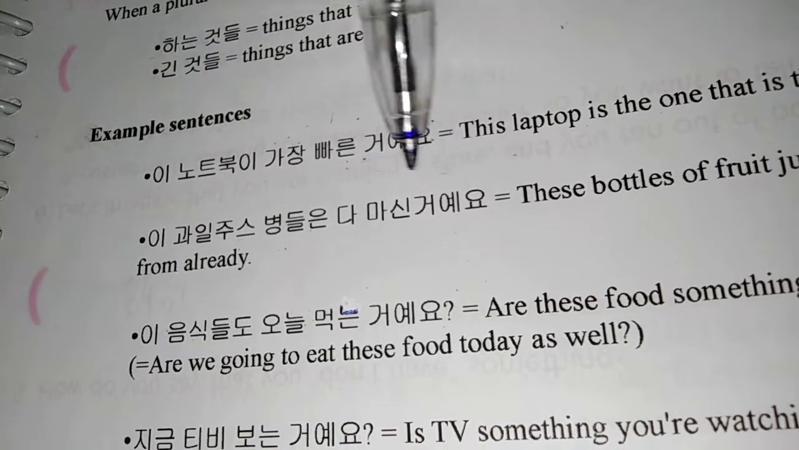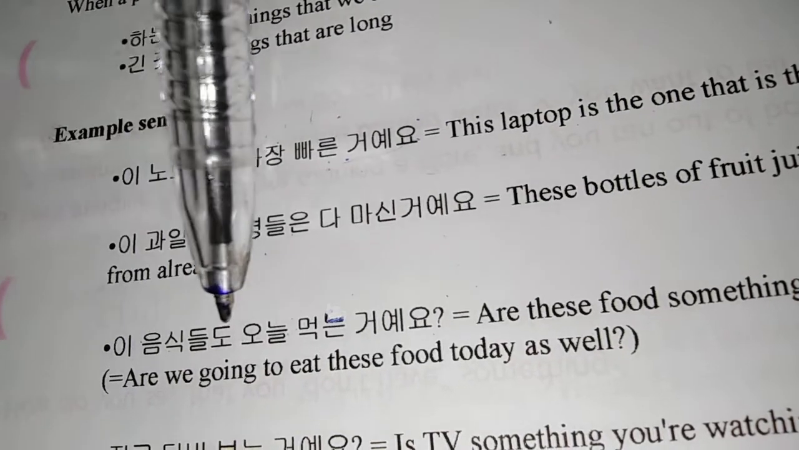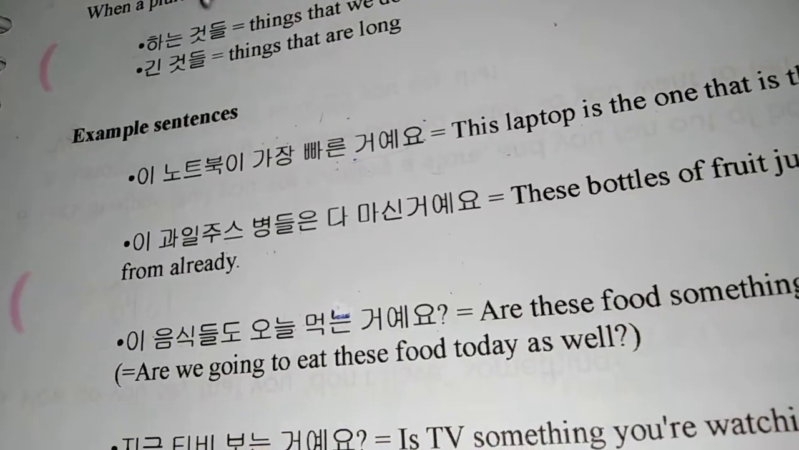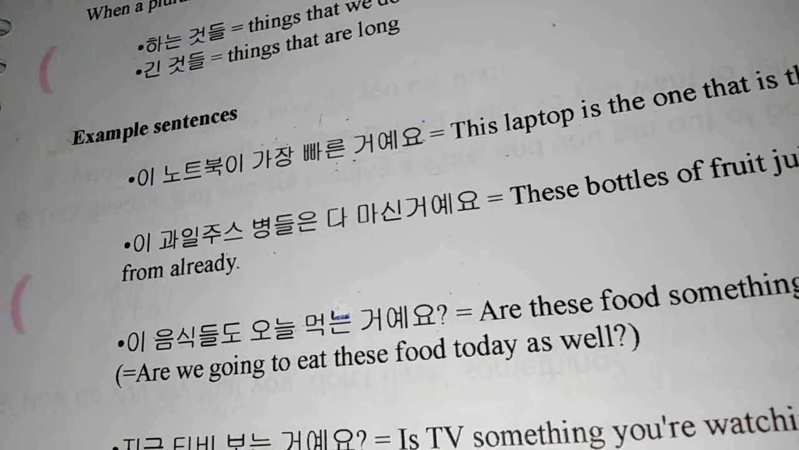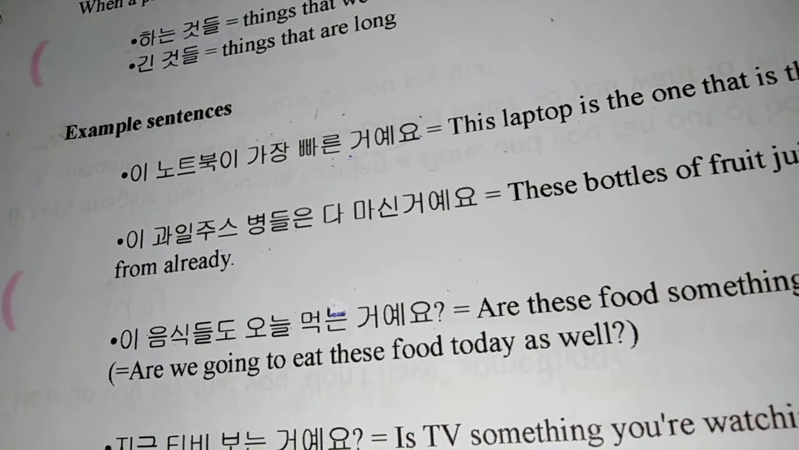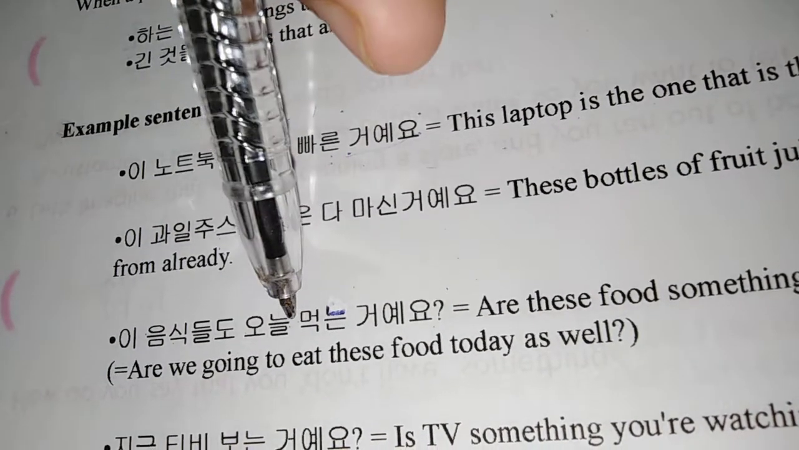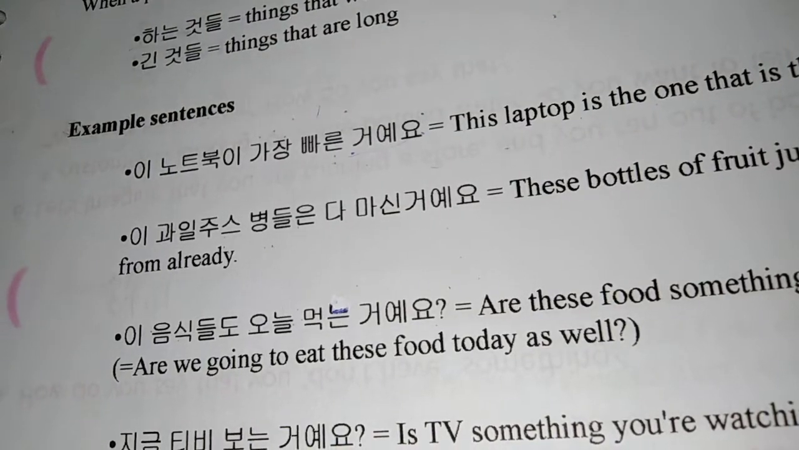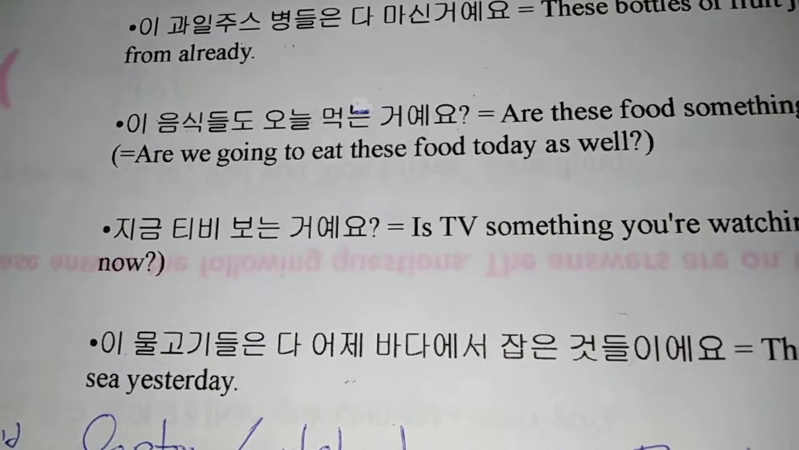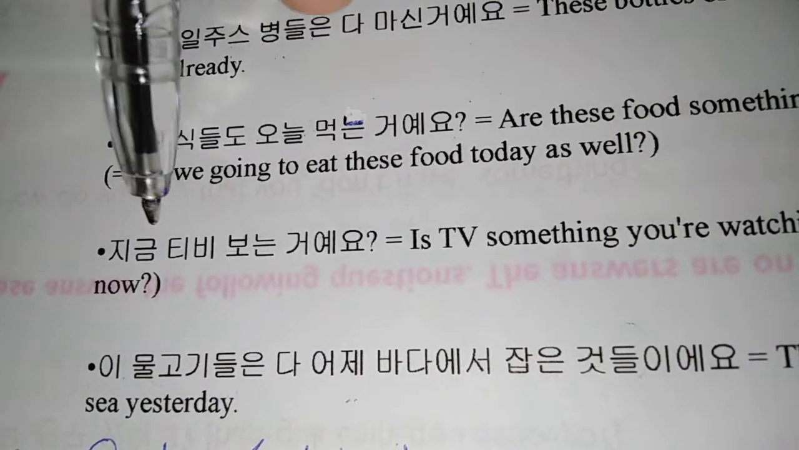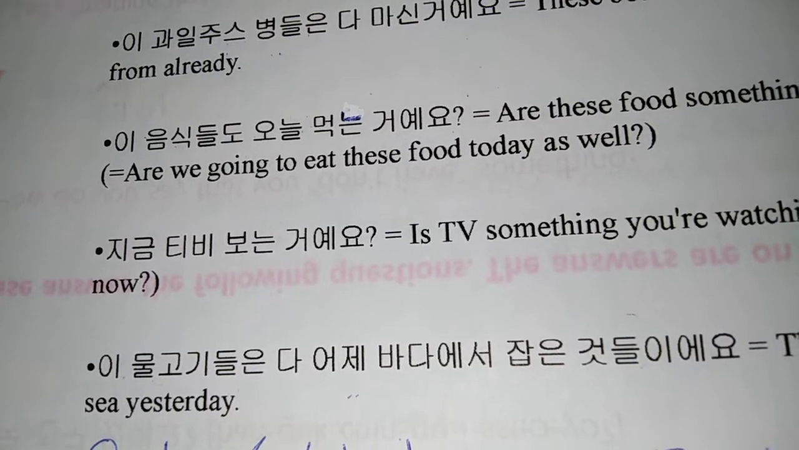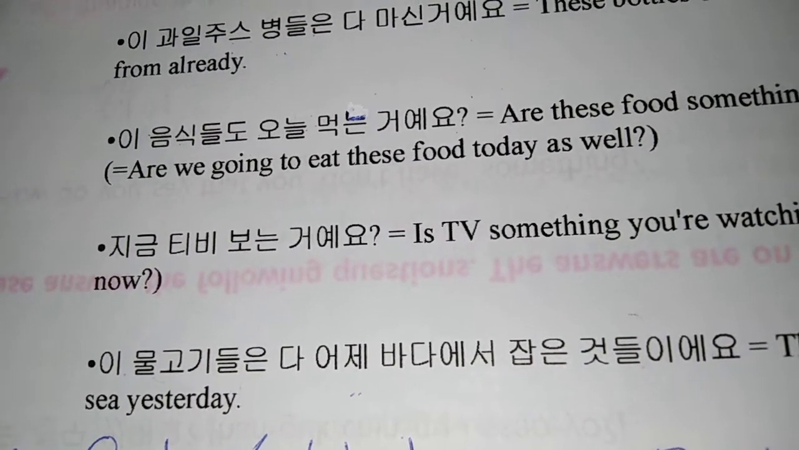Already drunk from. 이 음식들도 오늘 먹는 거예요. So you're saying that these foods, 음식들, are also to be eaten today. 오늘 means today. 먹는 거예요. So all these foods are also being eaten today. 지금 TV 보는 거예요. So TV means TV, 보는 거예요. So are you watching the television right now?